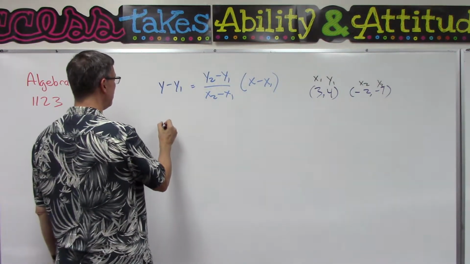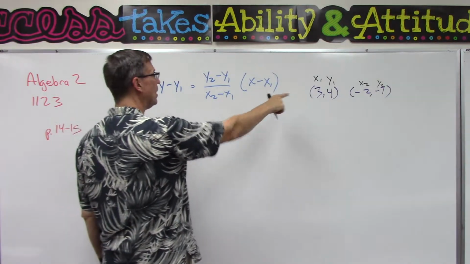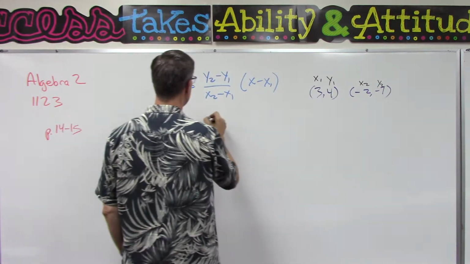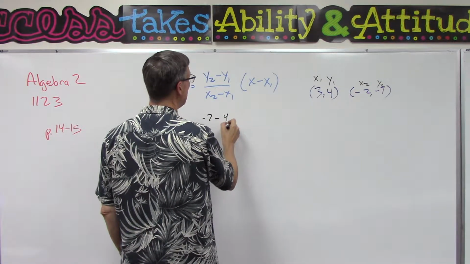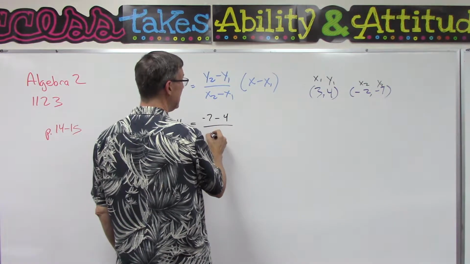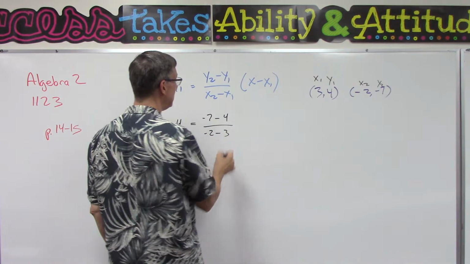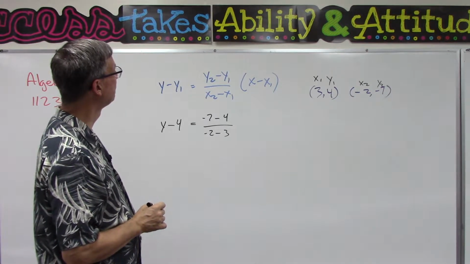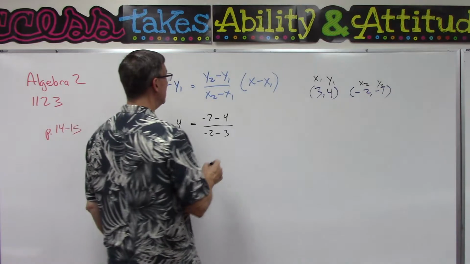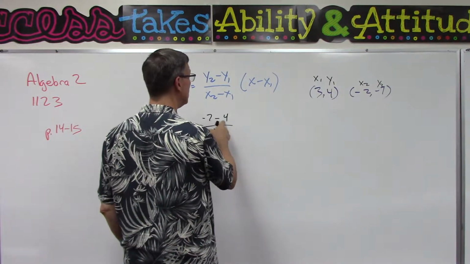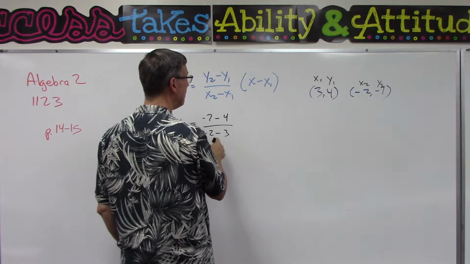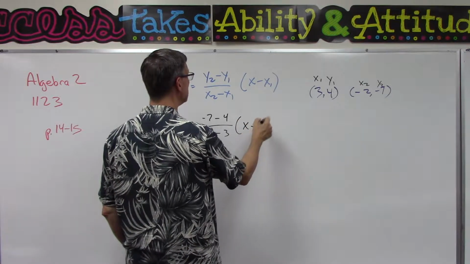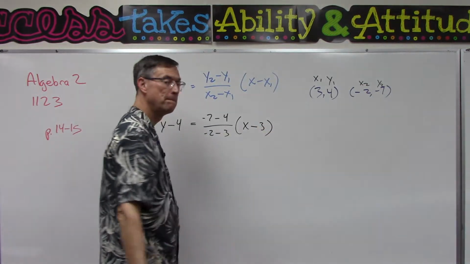All right, let's set it up. Y minus, so y1 is 4. y2 is negative 7 minus 4 over x2, which is negative 2 minus 3. Okay? So y2 minus y1, over x2 minus x1. All right, times x minus x1, which is 3.